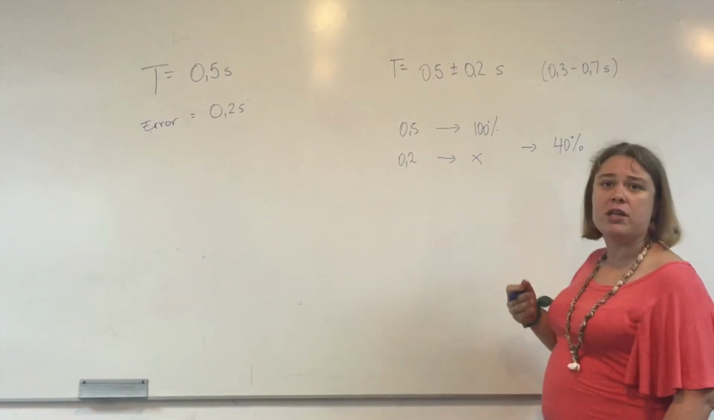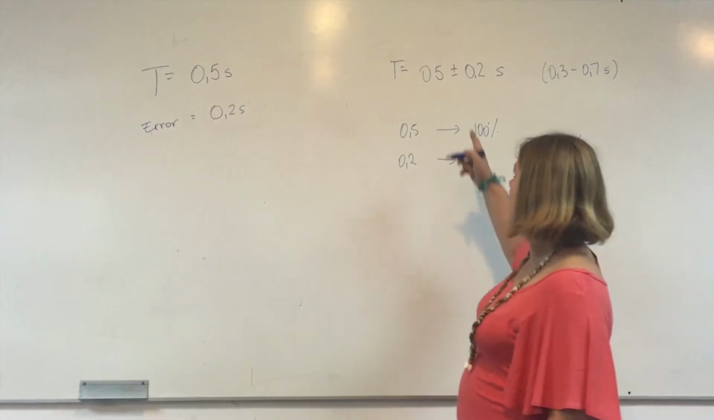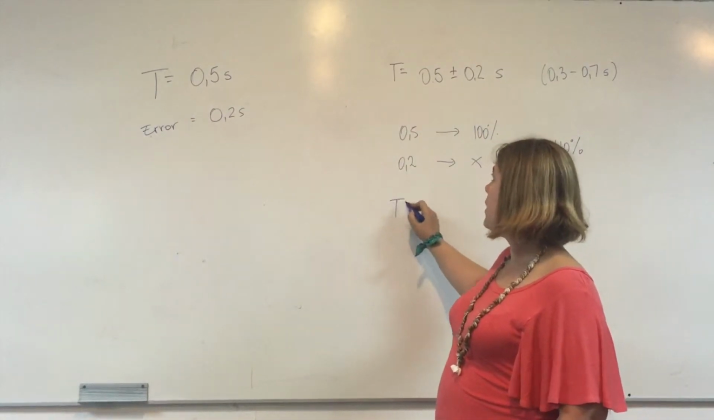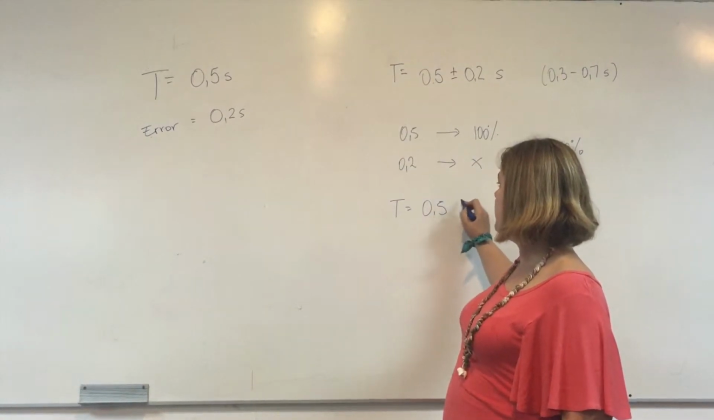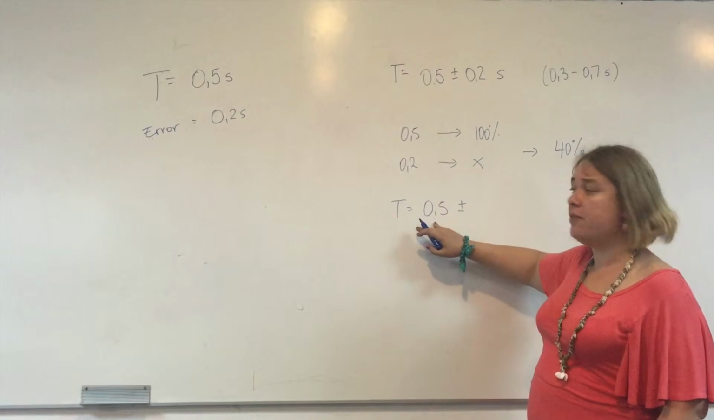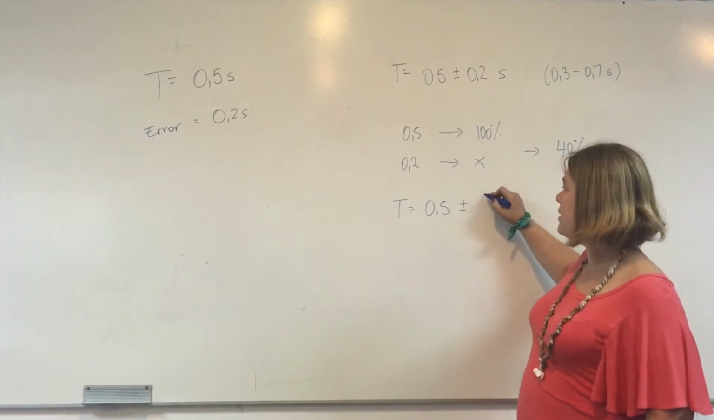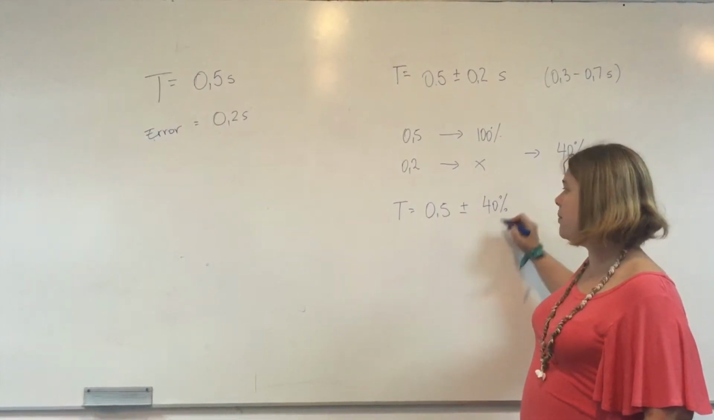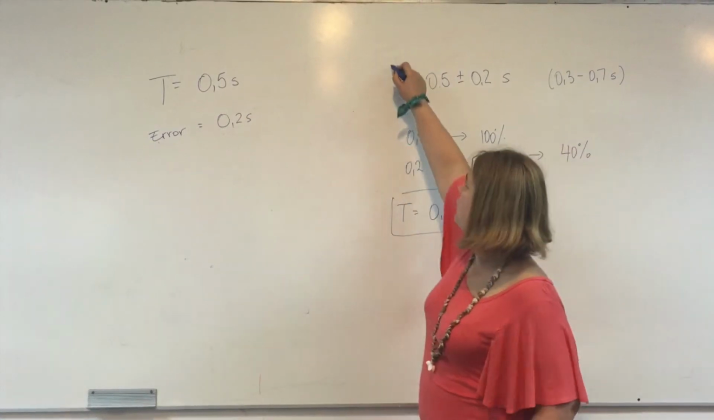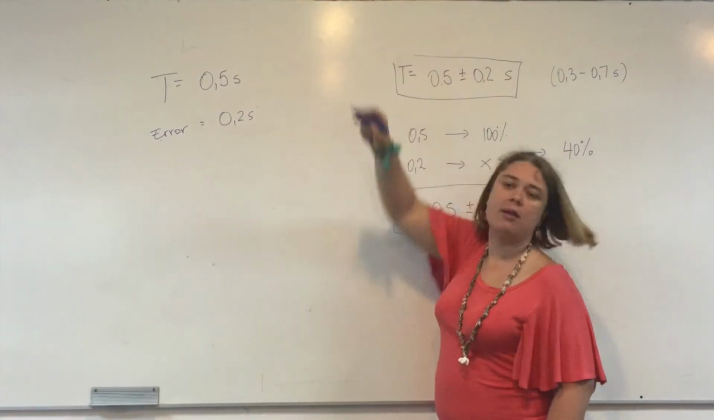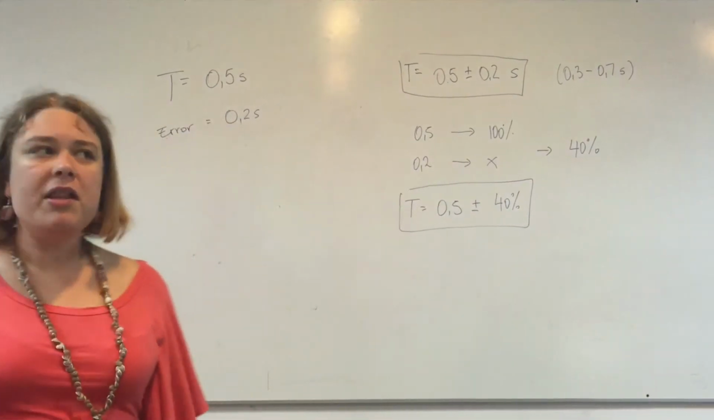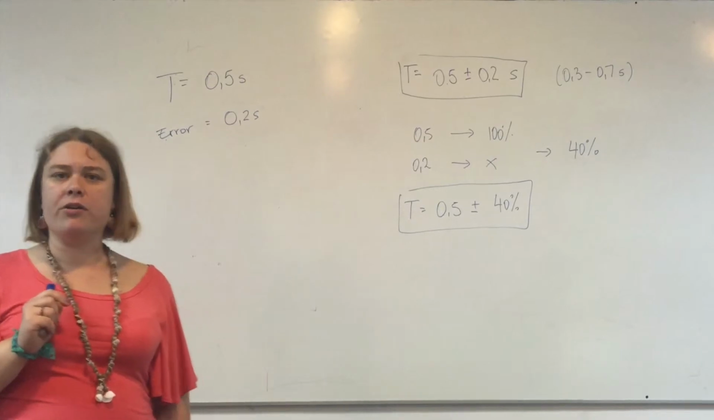So now we can actually express our error as this, using an absolute uncertainty, or we can also express it in terms of percentage. So now we say our measurement is, in fact, 0.5 seconds, plus or minus now a 40% of our measurement. So this is the way to convert between absolute error and percentual error. Now let's make this a little bit harder.